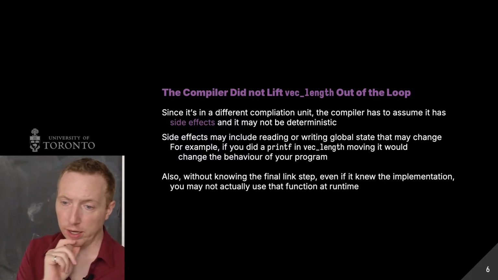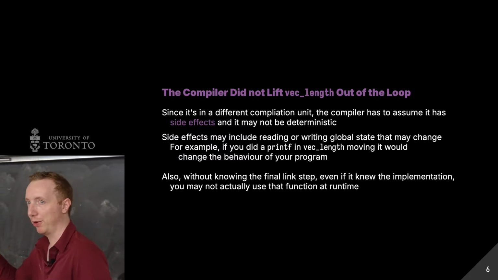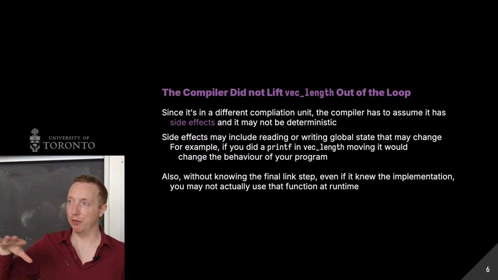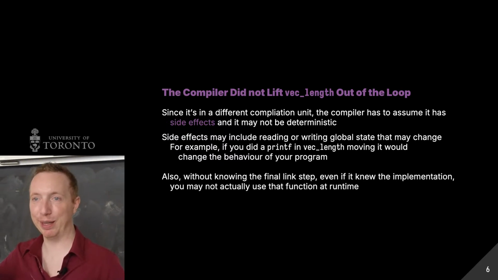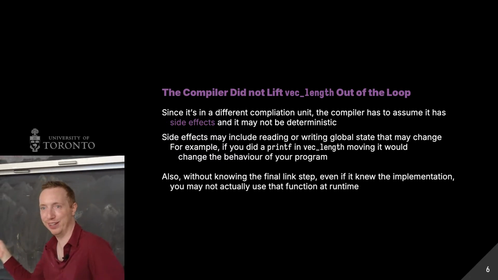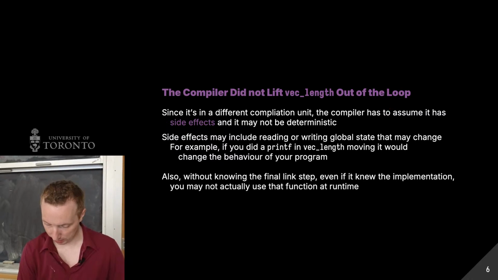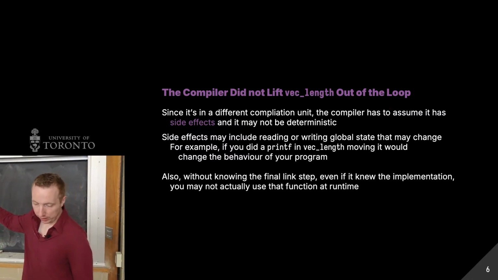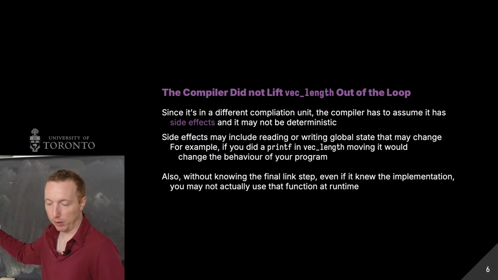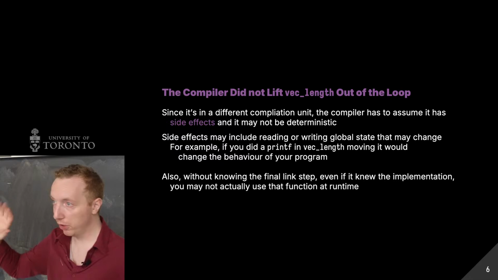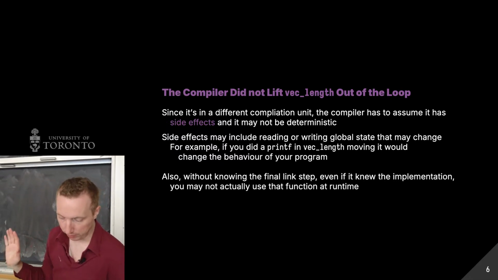And two, just because the compiler knows of that function at compile time, at link time it might get replaced with something else that it could not reason about. So it has to be very, very sure about that. In this case, side effects are anything that might change global state, anything that might be observable. If it could have side effects, the compiler will leave it alone.